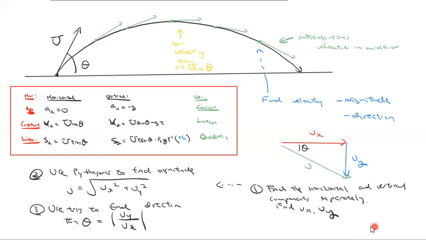It's time to move on to circular motion now. Circular motion is, as you might expect, when an object moves in a circular manner. We call that circular motion.